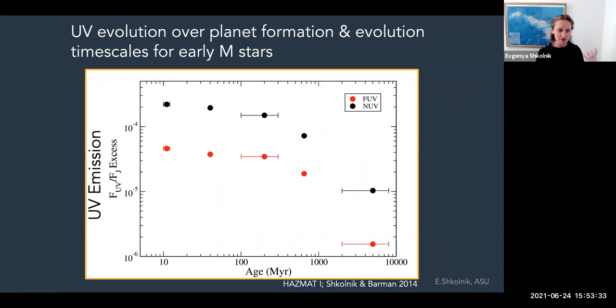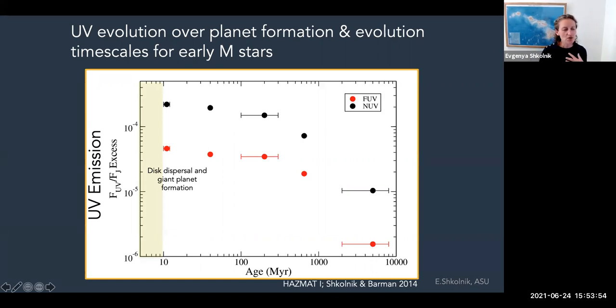And we took about 20 or so targets of these early M stars per each age bin. And here I'm showing you just the median point of that entire distribution. So we can then look back and say statistically what a planet around an early M star might have been exposed to, especially in the early times when the emission was very high.